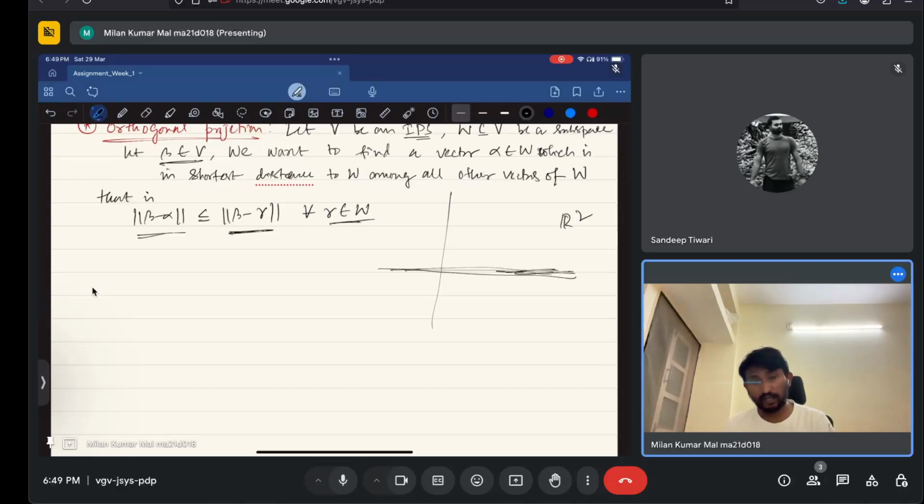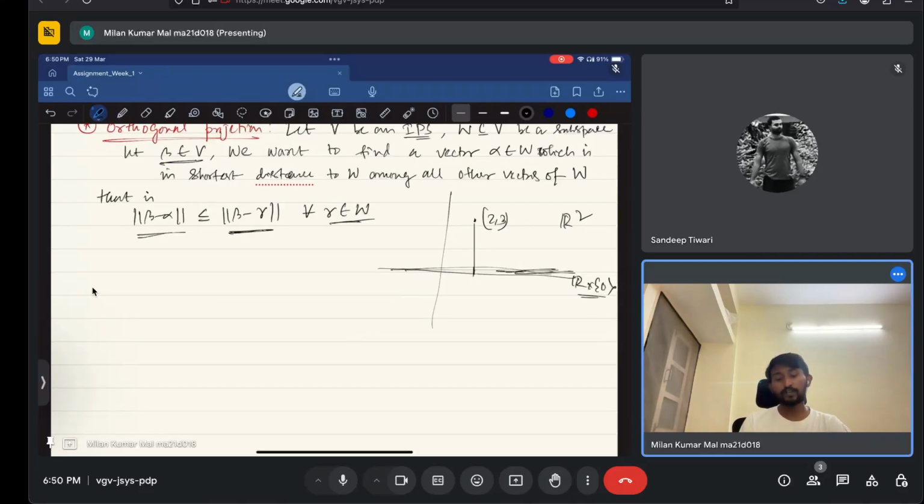Suppose W is this R1, R cross 0. This is the W space, right? So now I am given a vector 2 comma 3. That will be 2 comma 3, something here. Now I want to find a position or vector in this R cross 0 which is the shortest distance among all others, and we know what that is. That is the perpendicular, right?